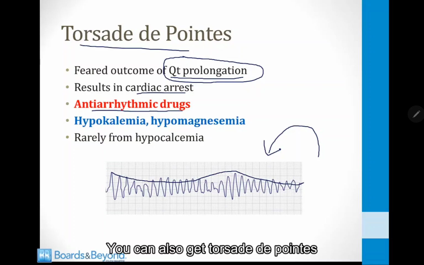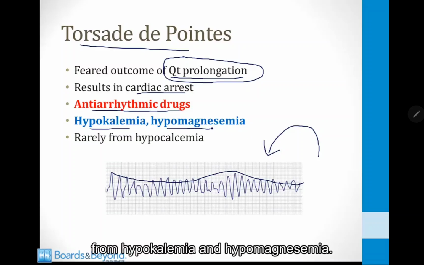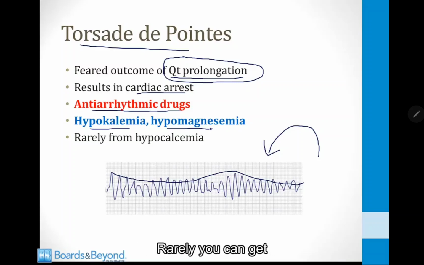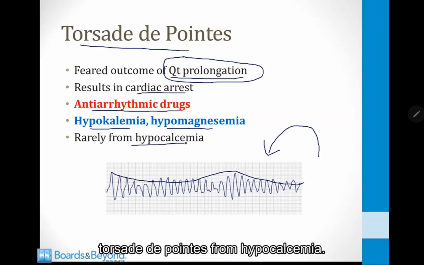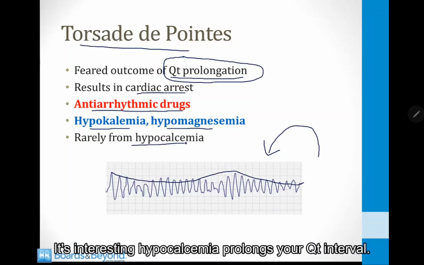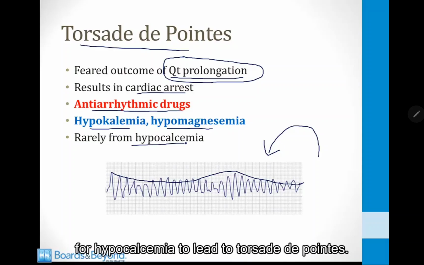You can also get Torsades de Pointes from hypokalemia and hypomagnesemia. This is not related to QT prolongation. This is related to effects of these electrolyte abnormalities on ventricular depolarization. Rarely you can get Torsades de Pointes from hypocalcemia. It's interesting. Hypocalcemia prolongs your QT interval. However, it's uncommon for hypocalcemia to lead to Torsades de Pointes.